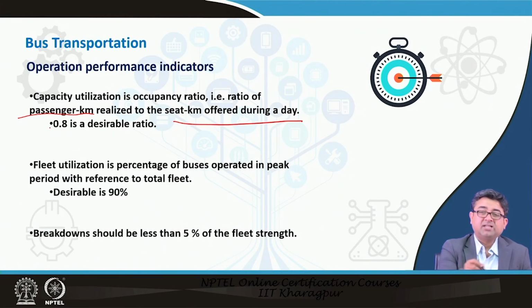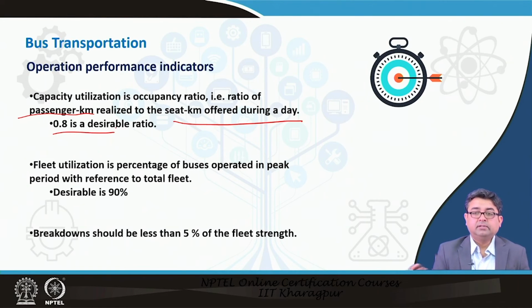So, remember, passenger-kilometer does not only mean passengers, it means how long a passenger travels. So, 0.8 is a ratio that is desirable. These are again guidelines, desired guidelines, which you can set for your own bus system.